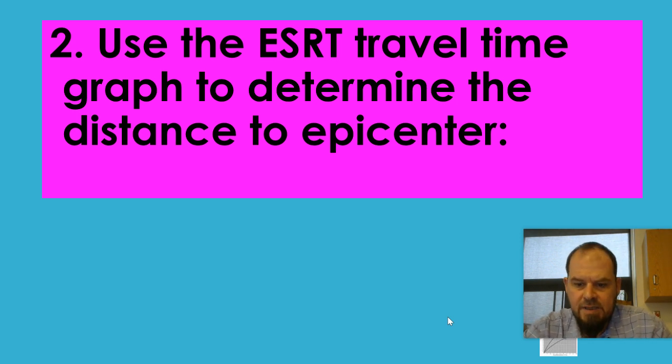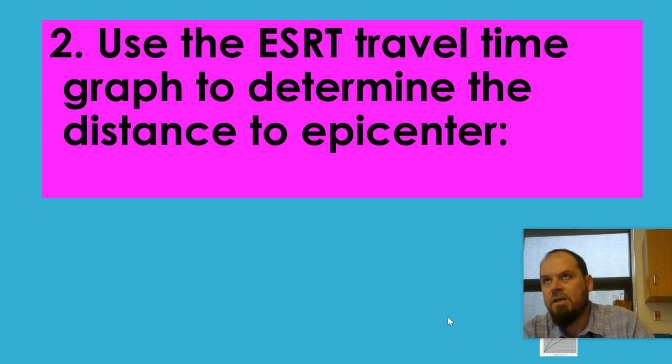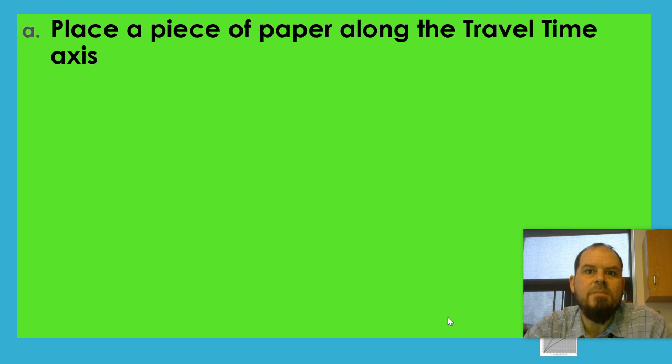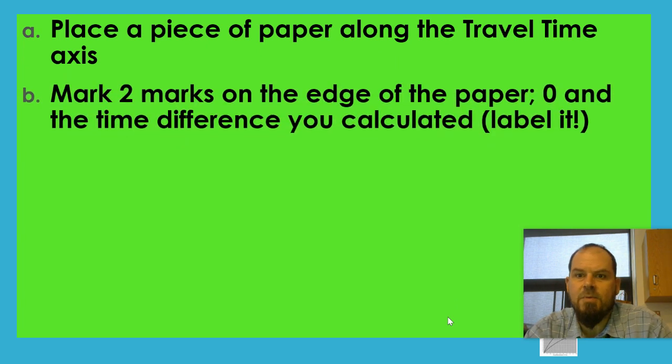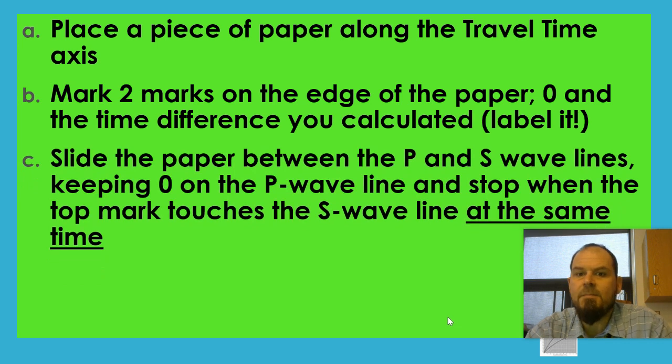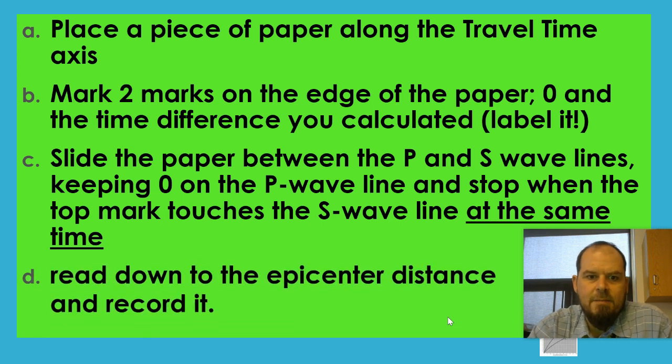So how do we do this? How do we figure out the difference in time or the distance? So A, we're going to place a piece of paper along the travel time axis. We're going to mark the 2 edges of the paper, 0 and the time difference that I calculated. You'll see what I'm talking about. Then we're going to slide the paper between the P and the S waves, keeping the 0 on the P wave, and stop when the 2 marks touch both waves. Then read down to the epicenter distance.